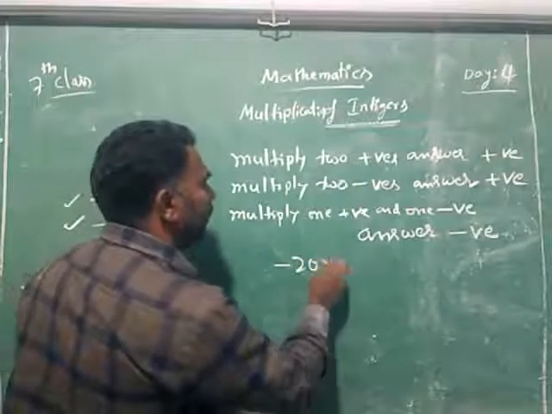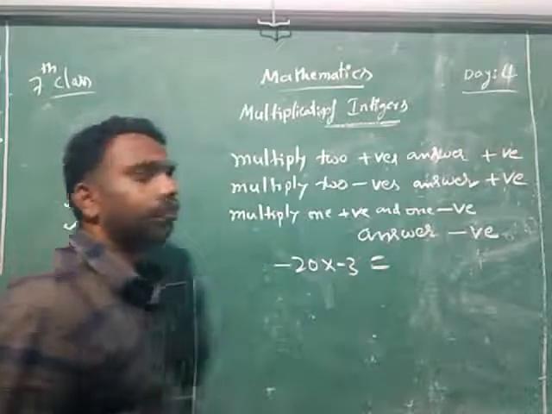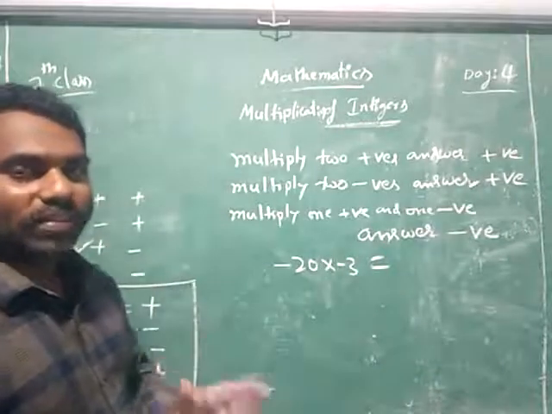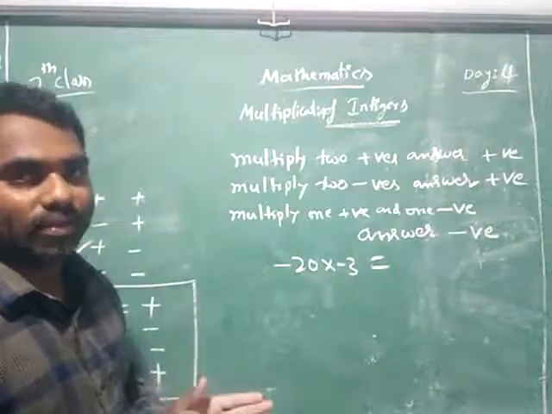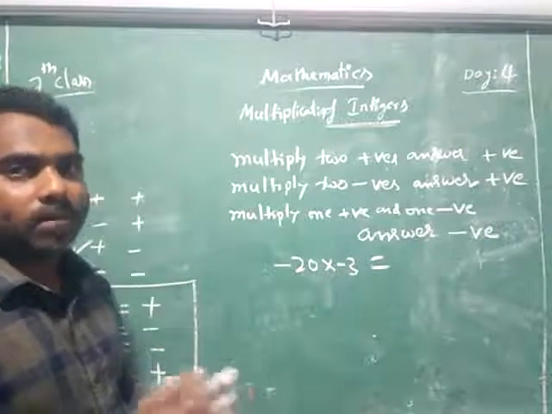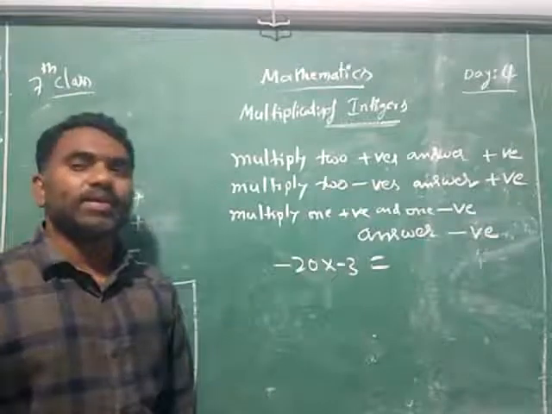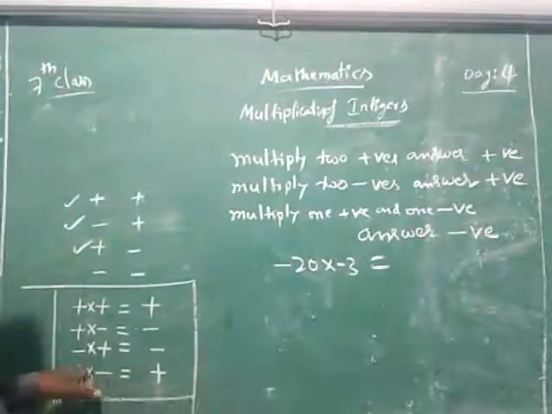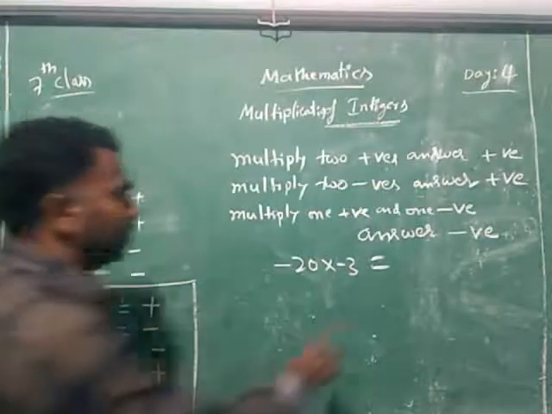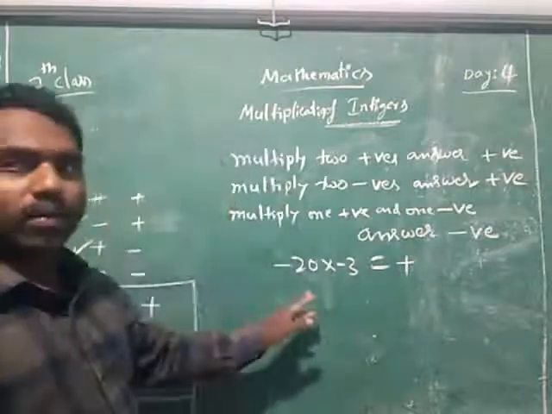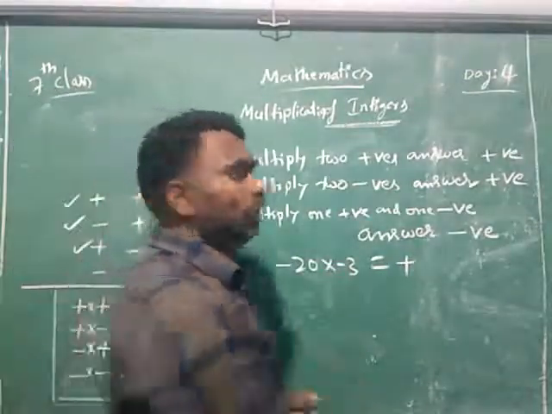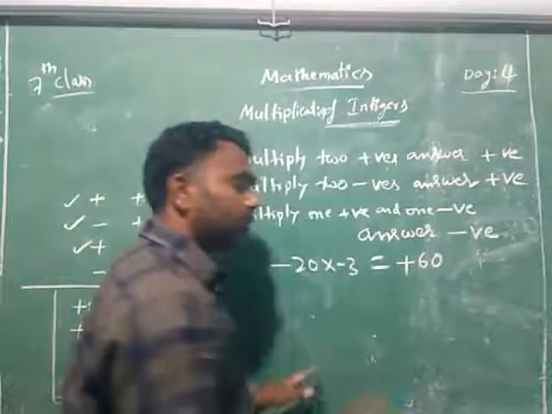Minus 20 into minus 3. What should we do? First, multiply the symbols. Next, multiply the numbers. What symbols are there here? Minus and minus. Minus into minus, plus. Next, multiply the numbers. 20 into 3, 3 twos are 60. Simple.